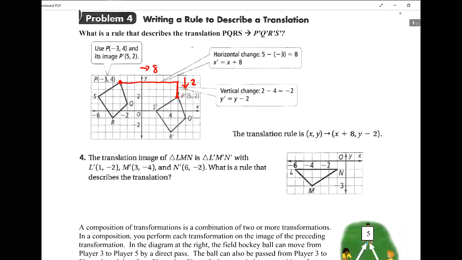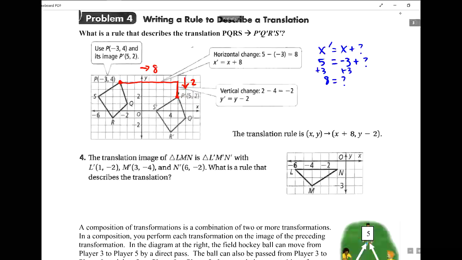We can also use our points if we want to. So x prime equals x plus some number, right? So we are trying to get 5 equals -3 plus some number. Well, how do we get there? What number is that? 8, if I add 3 to both sides. 8 is our question mark number.